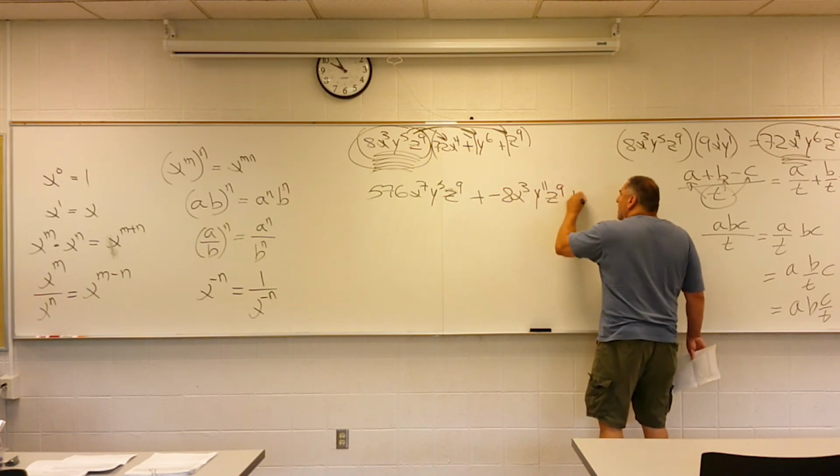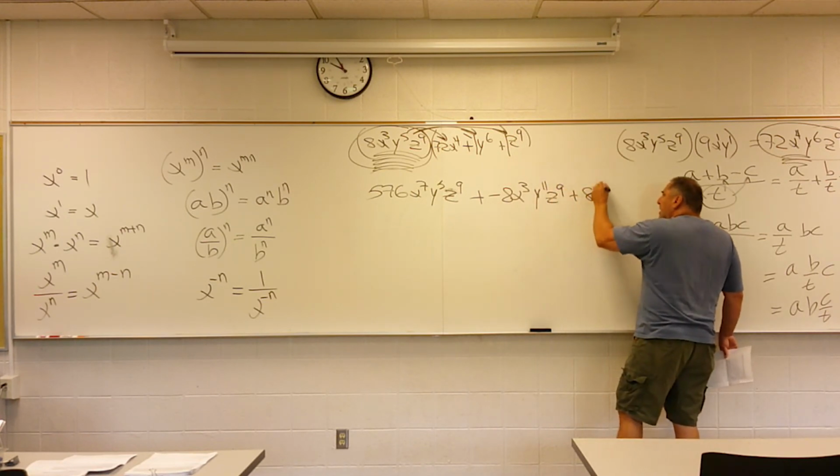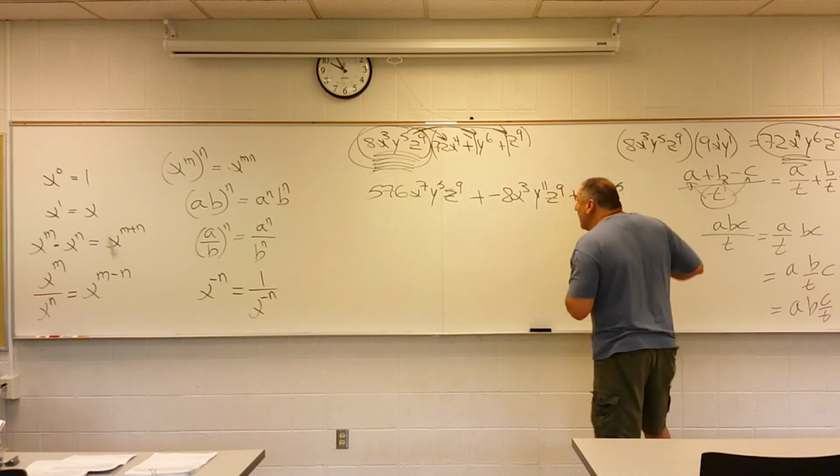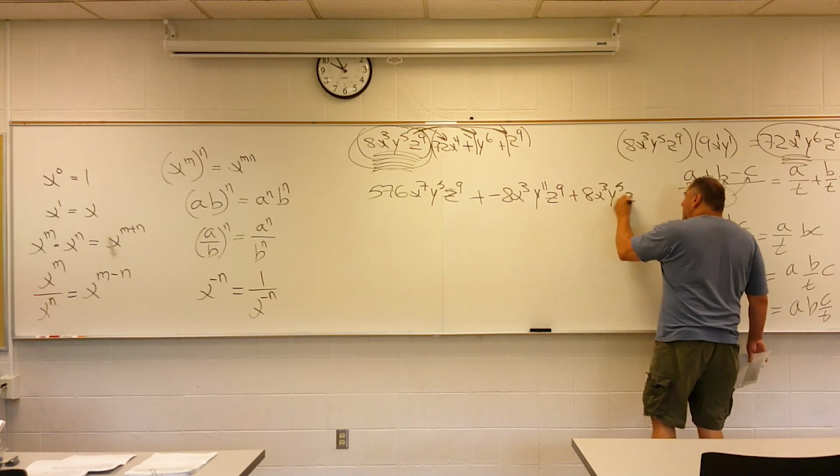Z to the 9th, 1 times 8. Leave this guy here. You're not doing distribution there. You've already done the distribution. Z to the 9th times z to the 9th, 9 and 9 is 18.